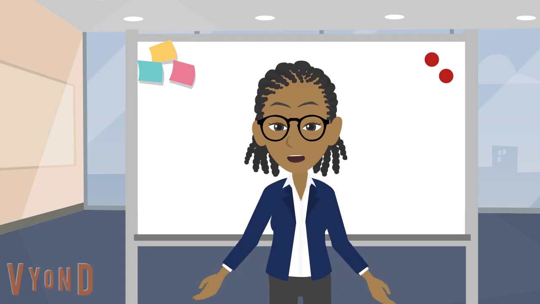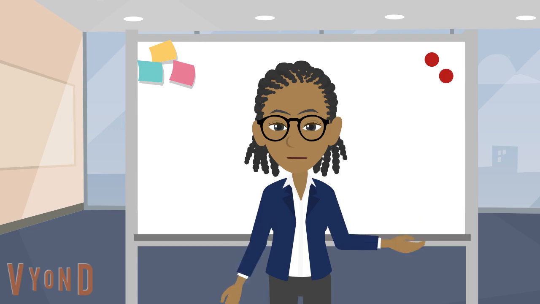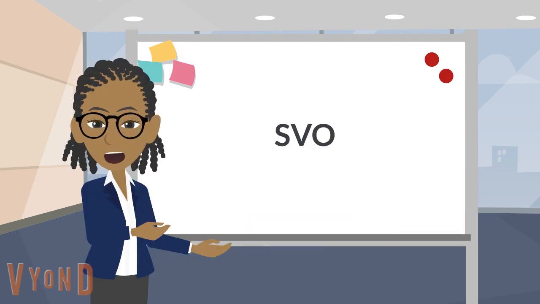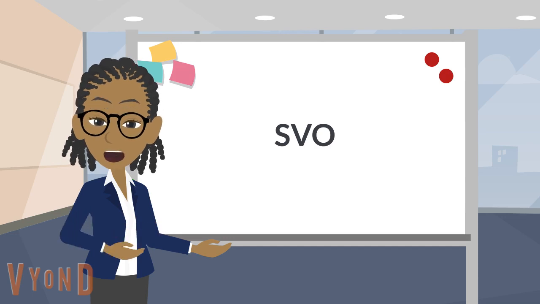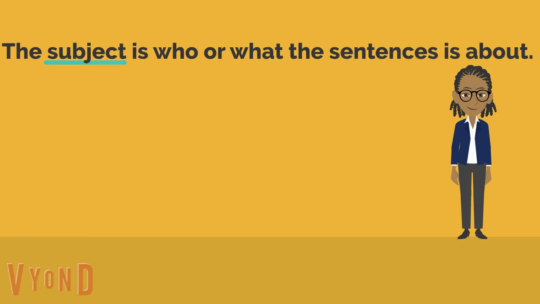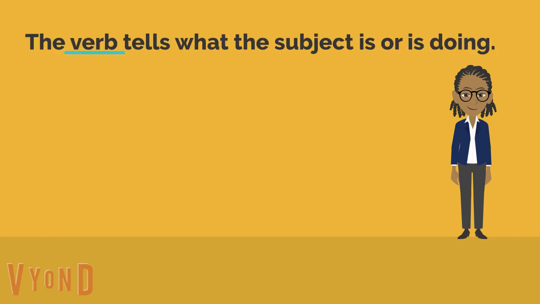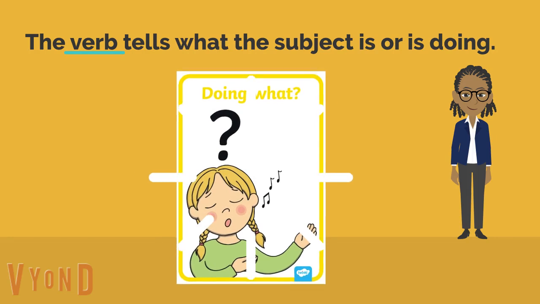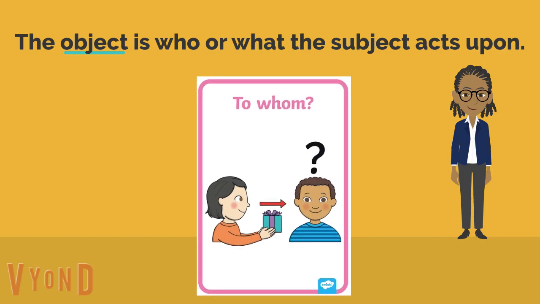This is important to remember because it's going to help us to pay close attention to how we write and speak. So remember, the English language uses a SVO sentence pattern to create sentences. S is for the subject, or who or what the sentence is about. V is for the verb, or what the subject is or is doing. And O is the object, or who or what the subject is acting upon.